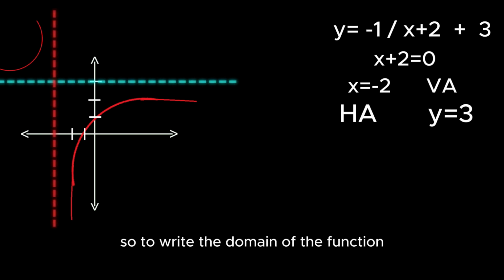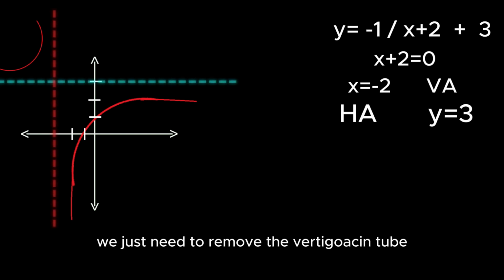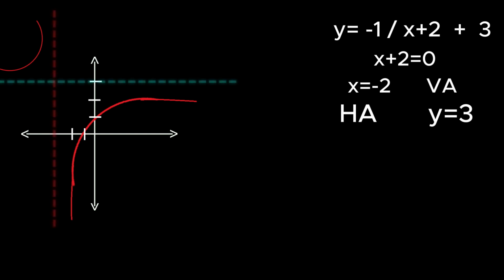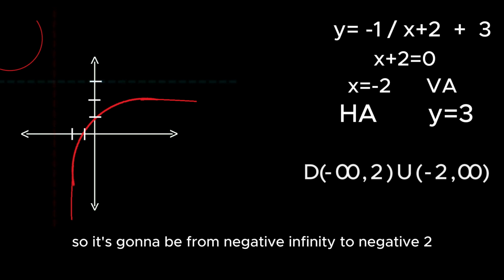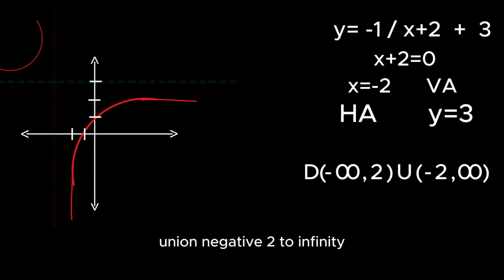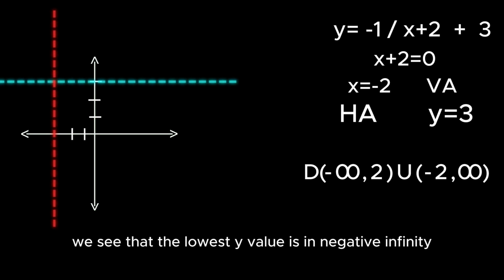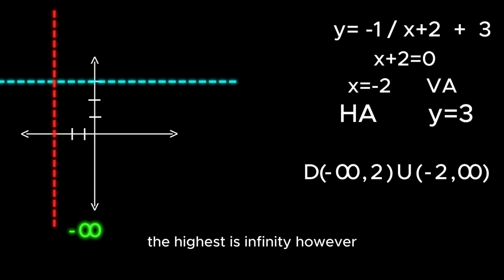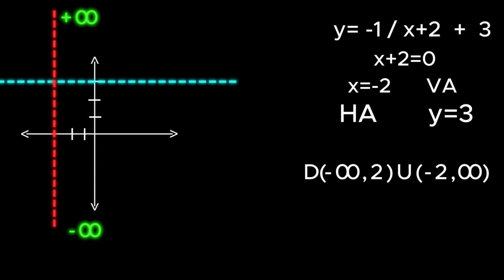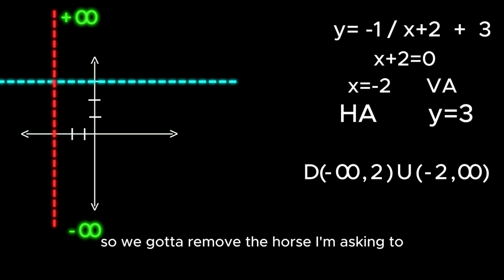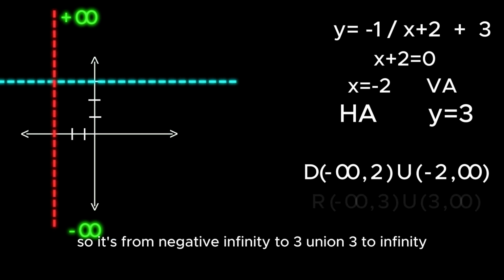So to write the domain of the function, we just need to remove the vertical asymptote. So it's going to be from negative infinity to negative 2, union negative 2 to infinity. And to write the range, we can see that the lowest y value is negative infinity. The highest is infinity. However, it's not going to have a y value of 3. So we got to remove the horizontal asymptote. So it's from negative infinity to 3, union 3 to infinity.